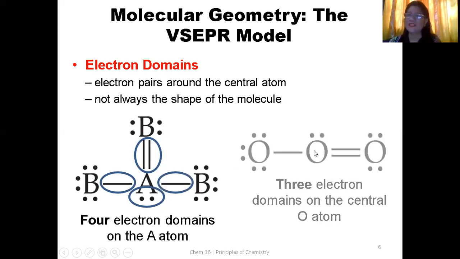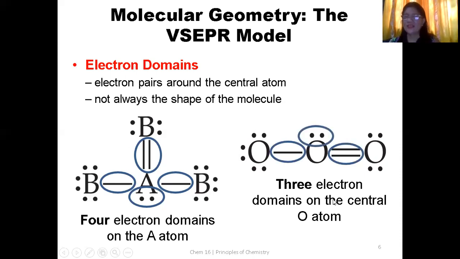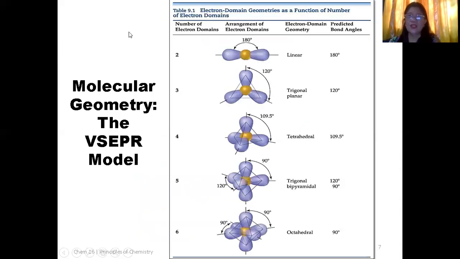Okay, how about this? How many electron domains for oxygen at the center? So there will be how many? 1, then 2, then 3. Okay, so that is what is meant by electron domains: electron pairs around the central atom. So let us go back to VSEPR.